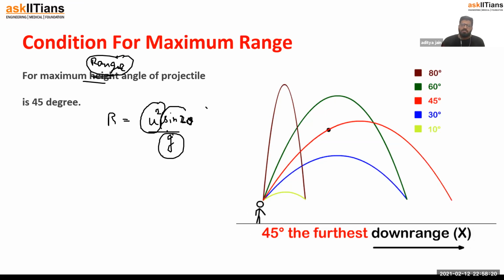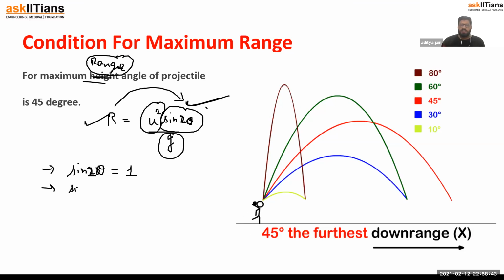Now we can see what this angle will give you. Actually sine 2 theta. So can I say range will be maximum when the value of sine 2 theta is maximum? Yes or no? Because range is directly decided by the value of sine 2 theta. So if the value of sine 2 theta is maximum, then the range will be maximum. Yes or no? So the maximum value of sine is 1, if you know. The maximum range of sine function is 1.